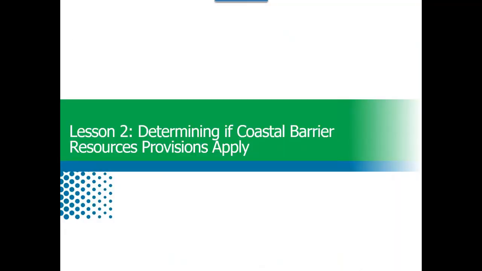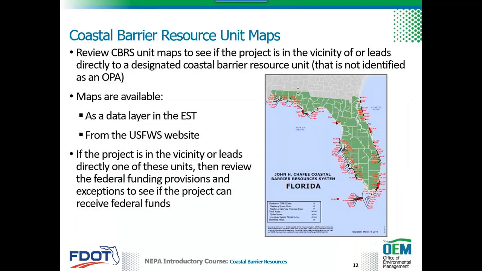Now let's begin Lesson 2, where we will discuss the process of determining if coastal barrier resource provisions apply to a project. In order to determine if the provisions apply, review Coastal Barrier Resource System unit maps to see if the project is in the vicinity of or leads directly to a designated coastal barrier resource unit that's not identified as an OPA. These maps are available as data layers in the environmental screening tool called the EST. The EST can be utilized even if the project was not screened in the Efficient Transportation Decision-Making, or ETDM, process.